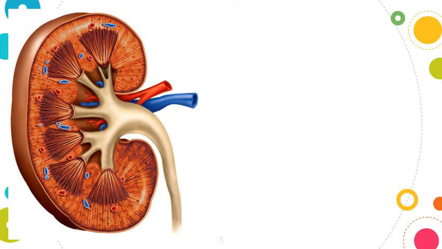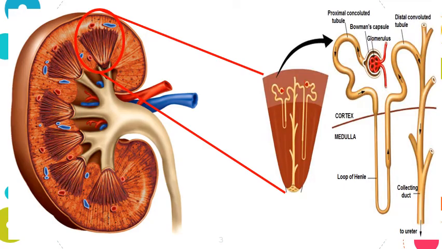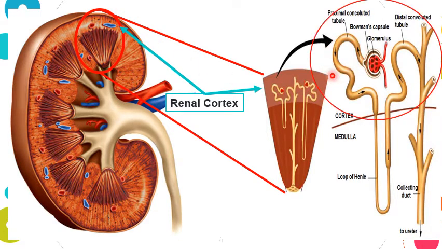This is a cross-sectional diagram of a kidney. There are three important parts in the kidney. But first, we are going to zoom in on this part of the kidney. First, we have the renal cortex, which is the outermost part of the kidney. The renal cortex region consists of the proximal convoluted tubule, Bowman capsule, glomerulus, and distal convoluted tubule, as you can see in the diagram here.